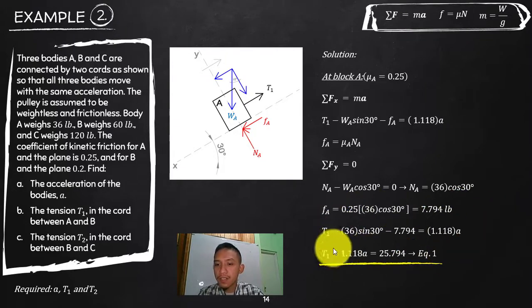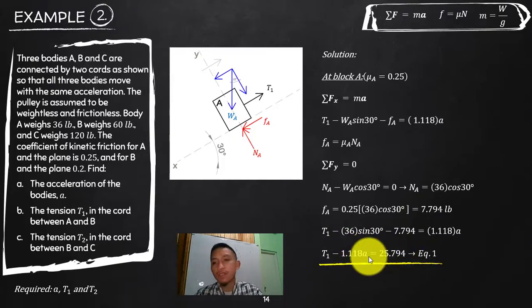So let's simplify this further. Let's try to put every unknown on this side. So T1 and then of course 1.118 A. It will go positive here, I mean negative here. This will combine. If you combine this one, that will be equivalent to negative 25.794. Okay, let's check that one so that we will not have a wrong answer. 36 sine 30, minus 7.794. So that is negative 25.794. It will go positive 25.794 on the other side. So this is equation 1, which is in terms of T1 and A.